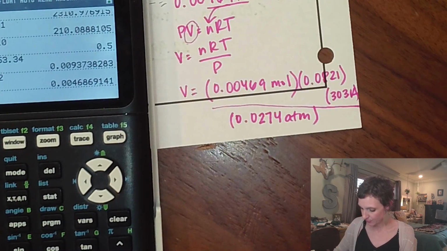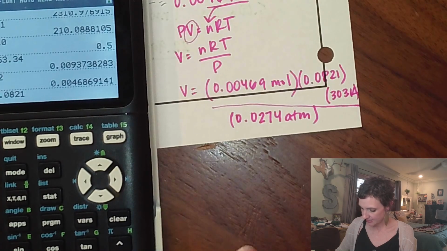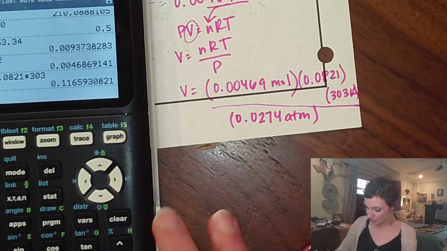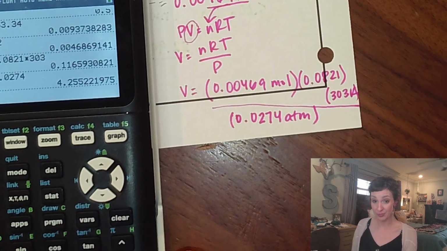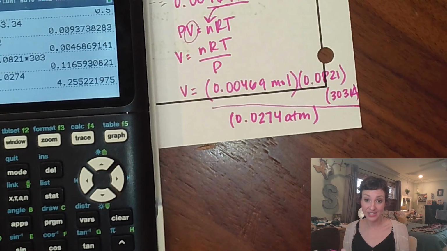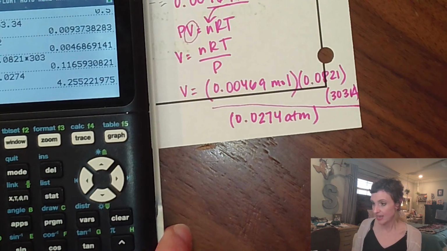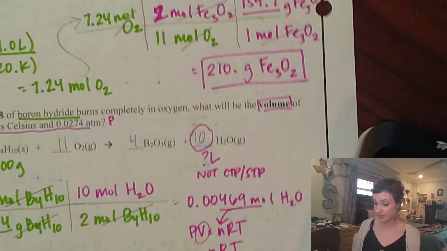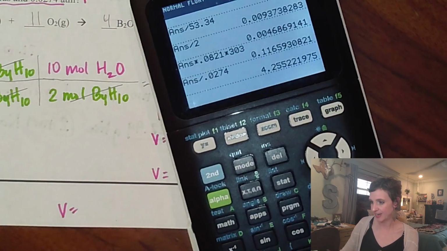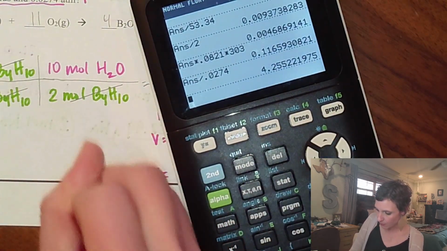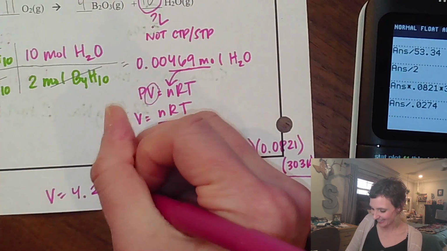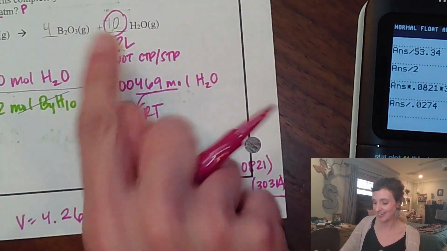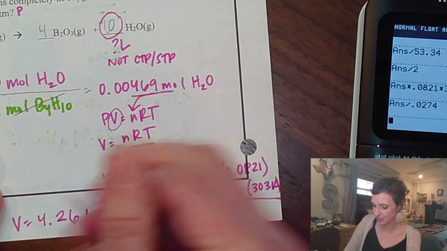So I say times 0.0821 times 303. And then I'm going to divide by that pressure, 0.0274, and this will give me the volume. If a volume is coming out of the ideal gas law, it will be a volume in liters, right? I will be rounding this answer to 3 sig figs because every other number in my problem has 3 sig figs. So my volume is going to be 4.26, and the units are liters, specifically of the gaseous water.